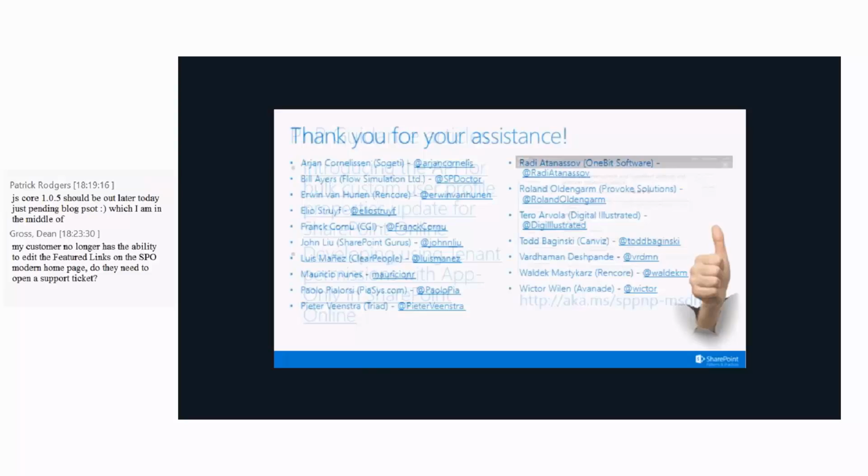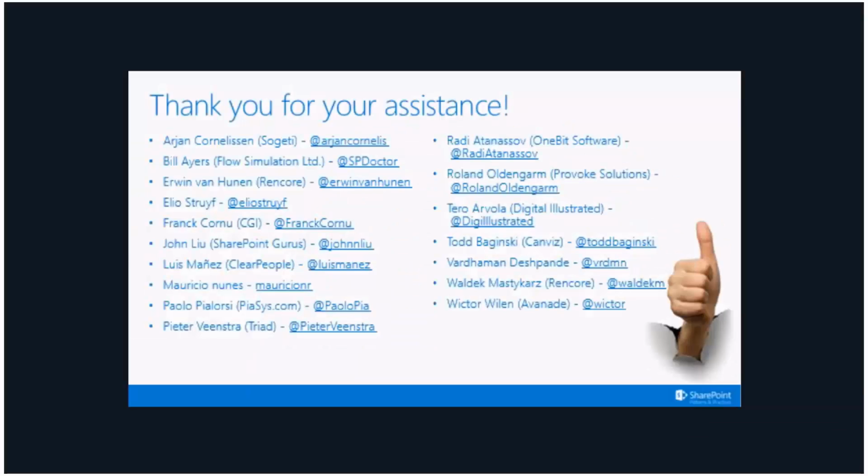These are the people who contributed from the community side this month. We have Arjan from Society, Bill Ayers, Irvin Van Hoonen, Elio, Frank Corney, John Lee, Luis Manes, Mauricio Nunes, Paolo Pialorsi, Peter, Ruddy, Roland, Tero Arvoa from Digital Illustrated as well, Todd Pachinski, Wart Hammond, who's going to do the demo, and then Waldek has been working closely with us as well, and then Victor Villain from Avenay.